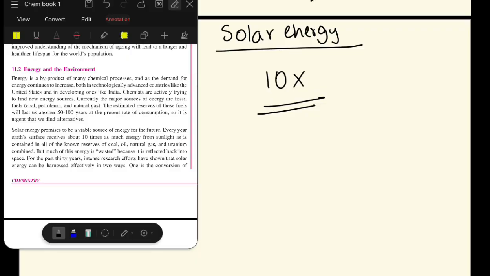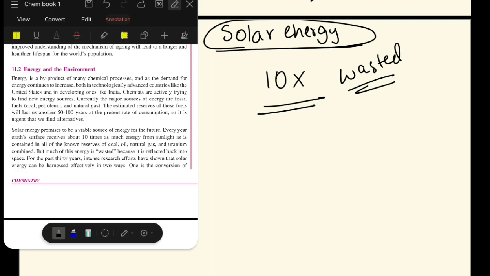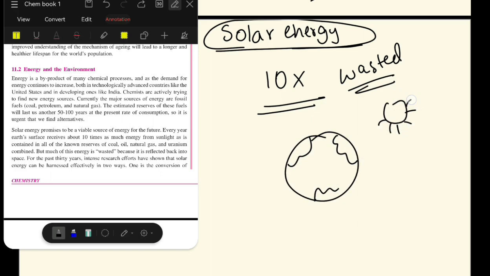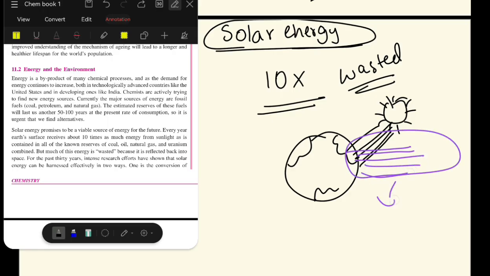But the solar energy received by Earth is wasted. How is it wasted? Suppose this is the Earth, and this is the sun, and solar energy comes as solar rays. When the solar ray hits the Earth, what happens? It gets reflected back, and this reflecting back to space is a huge waste of solar energy.